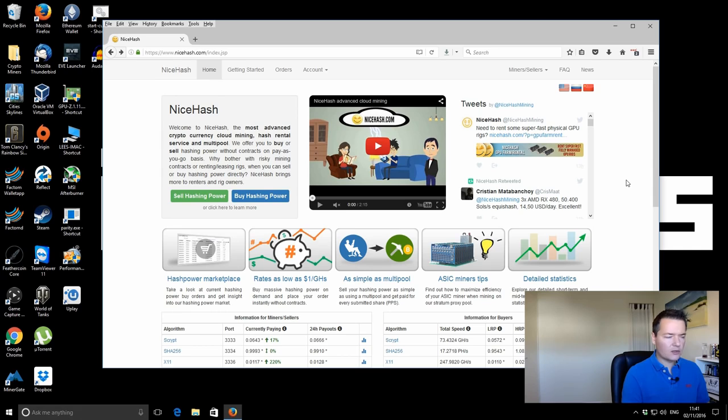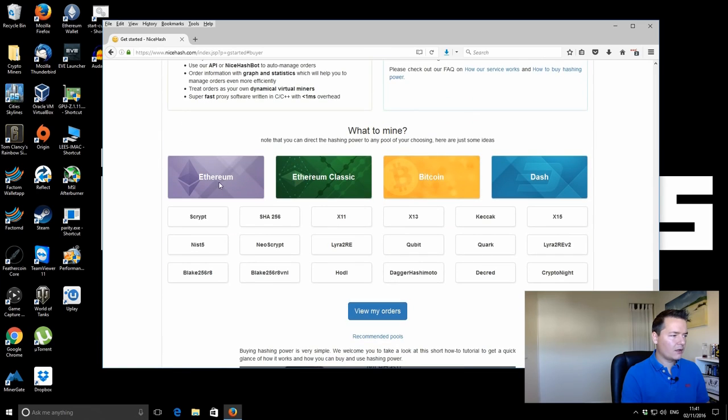Okay, so from the actual home page, you've got buy hashing power. That basically gives you some more detailed information of exactly what you can buy. I'll just show you that. So we've got all the different coins and algorithms that you can use to mine. Each coin has its own algorithm.